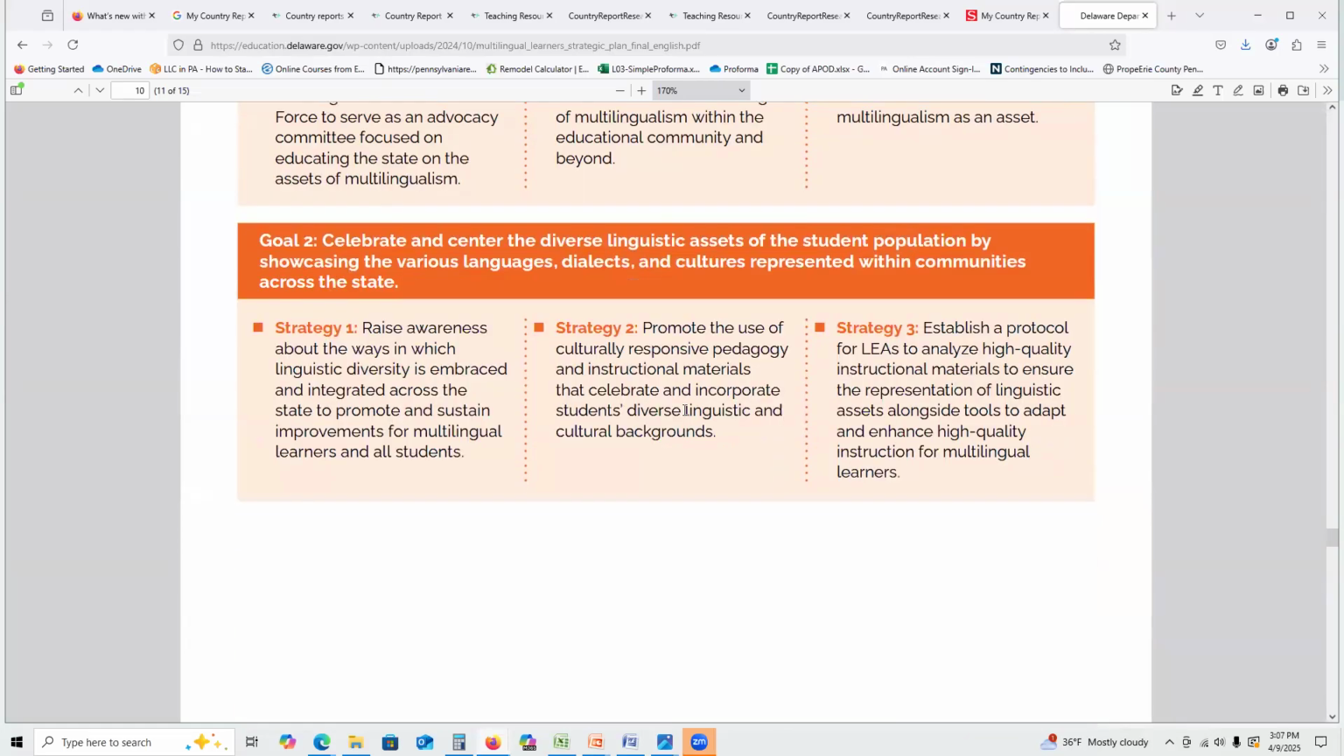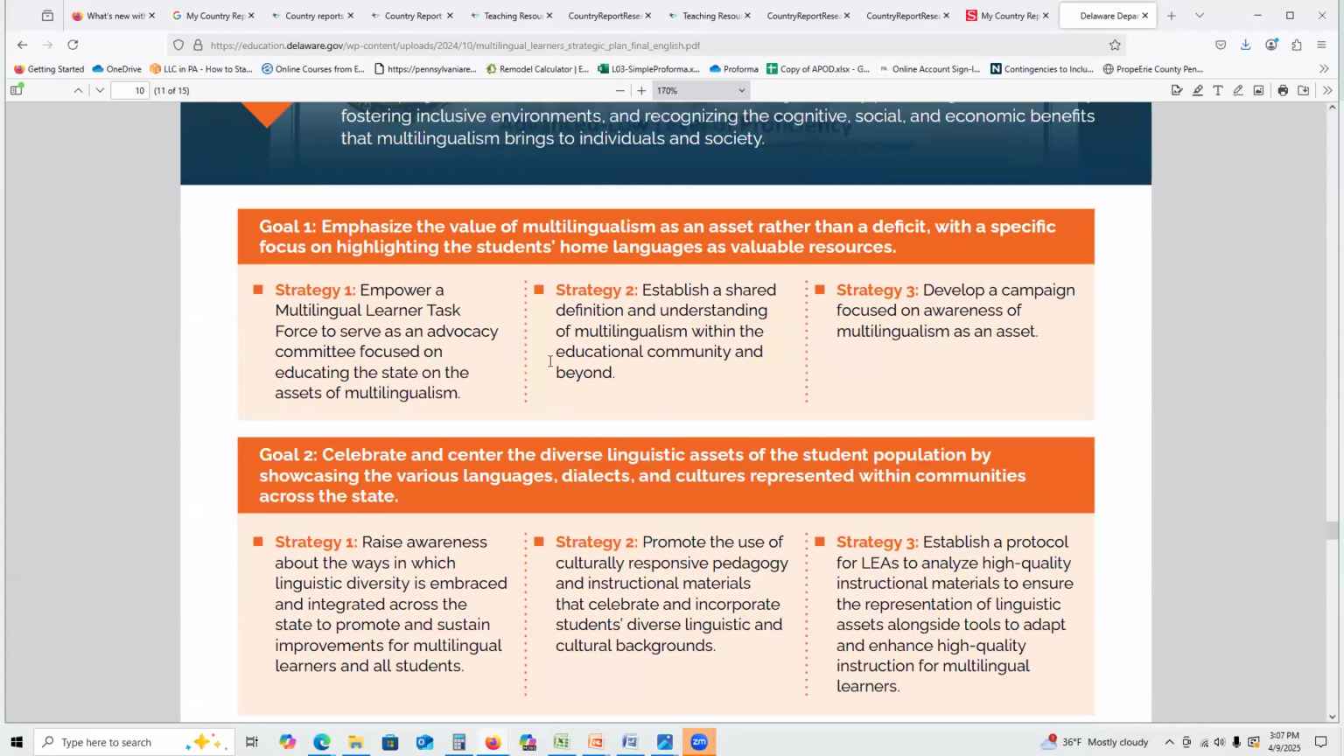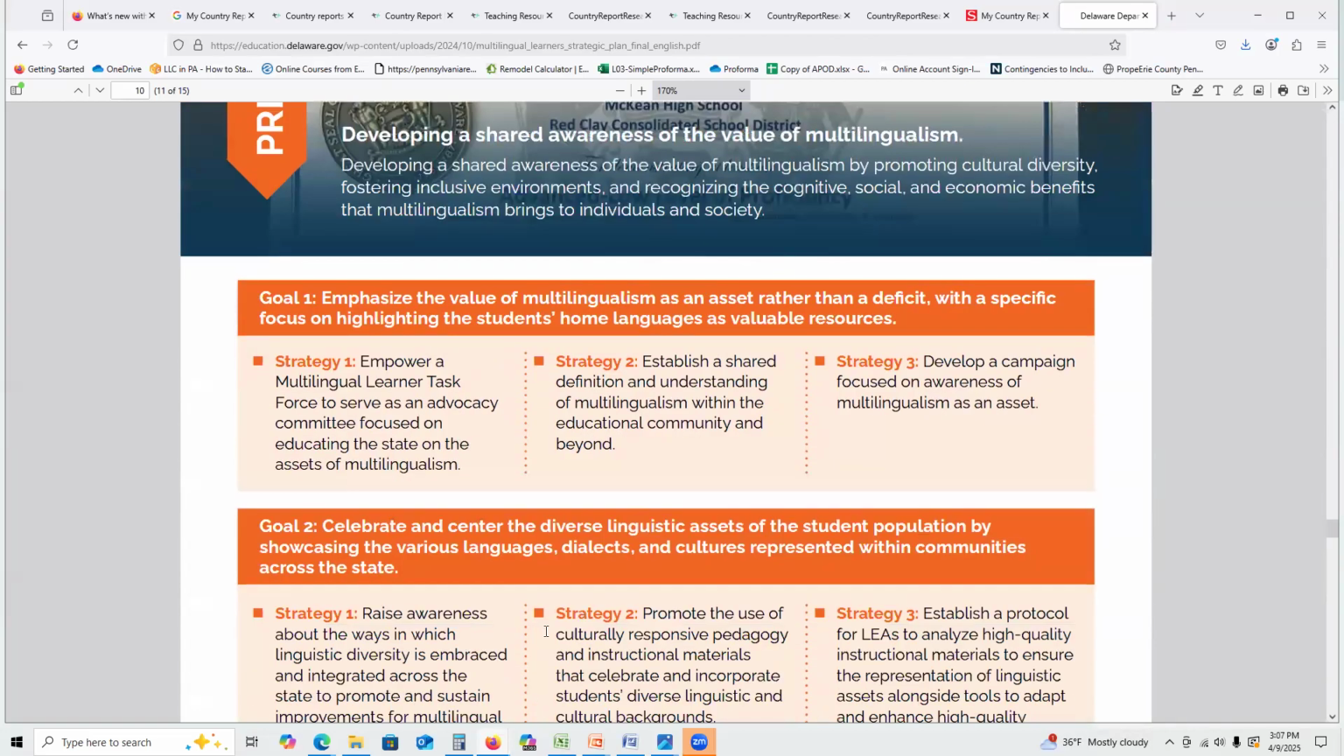For that reason, I wasn't sure how many of you would want to come to my session because I feel like I'm preaching to the choir here. You understand the value, the asset-based approach. Promote the use of culturally responsive pedagogy and instructional materials that celebrate and incorporate students' diverse linguistic and cultural backgrounds. I love this, guys. As someone who respects the ML community so much, I love that you have a whole priority and even 6 strategies here. Priority 3, 2 goals, 6 strategies. Absolutely love it.